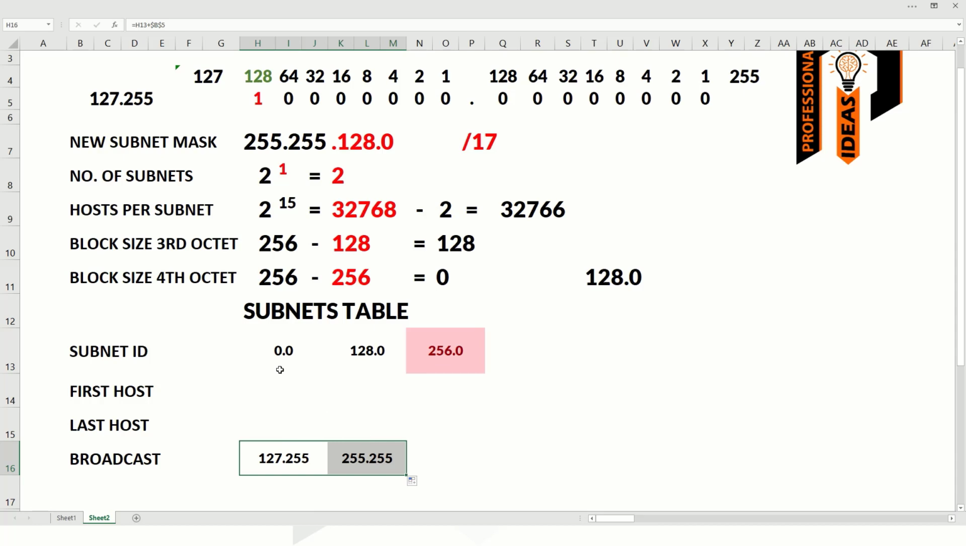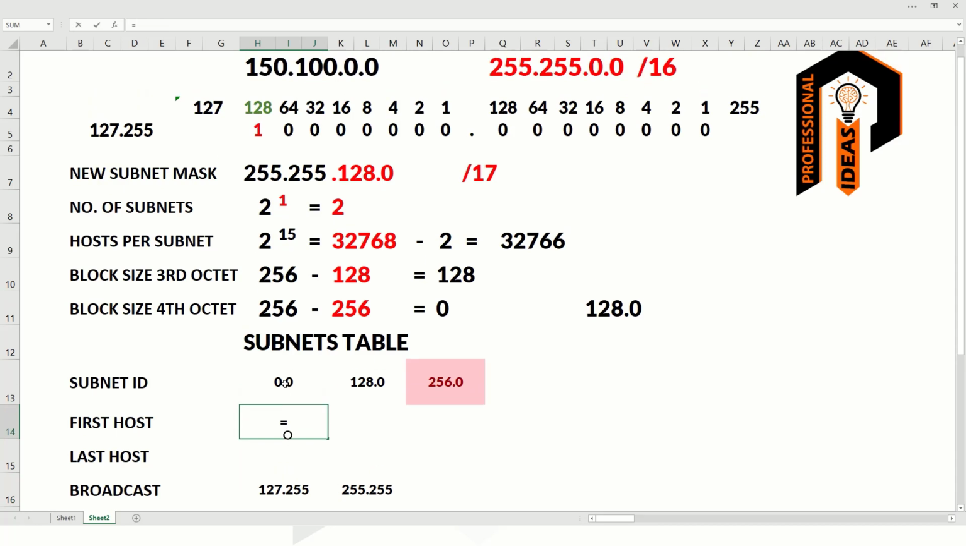To find the first valid host, add 0.1 in each subnet ID. So first valid host of each subnet ID will be 0.1 and 128.1 respectively. To find last valid host, subtract 0.1 from broadcast address of each subnet. So by applying the formula and expanding it, we get 127.254 and 255.254 as the last valid host of each subnet. Hence we have completed subnetting of /17.